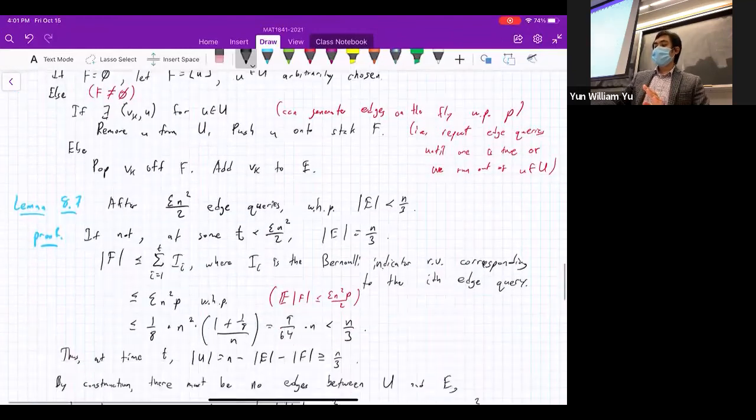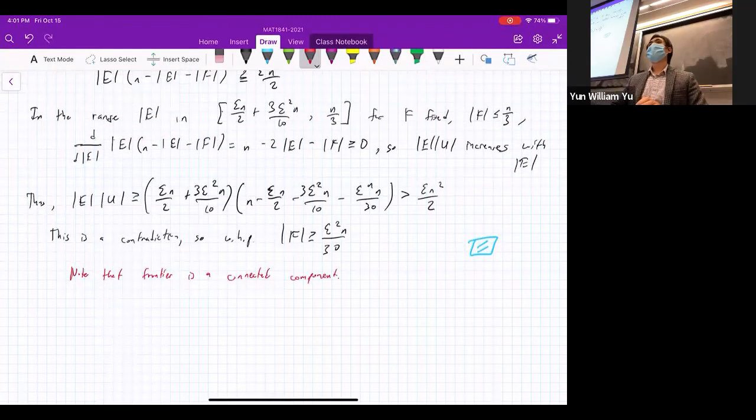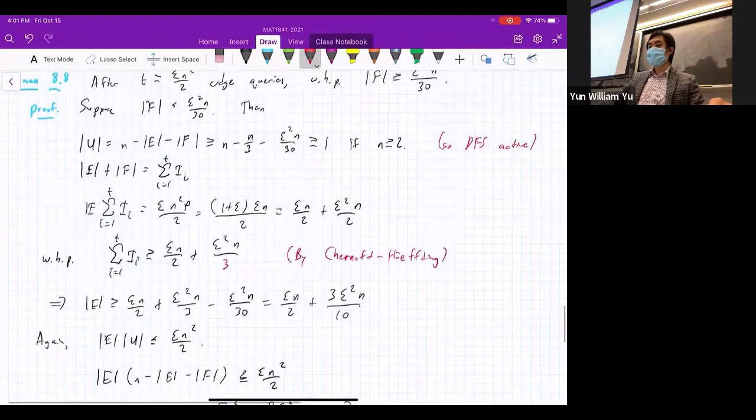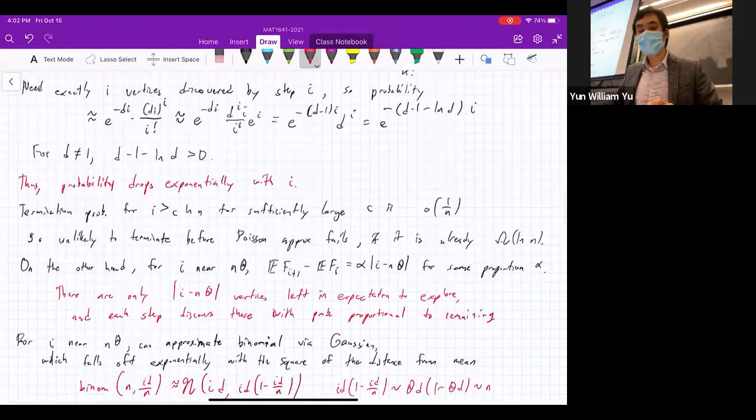And note that, importantly, the frontier is a connected component. So what we've just shown is that we have a connected component that is large. Okay, so this proves the existence of a large component, in the first part of today's lecture. I guess we're running out of time. So just to quickly summarize, I have one more proof, but that will wait until next Wednesday.